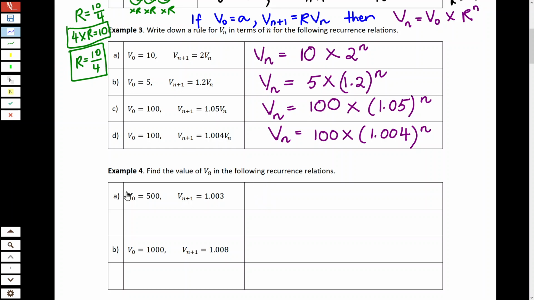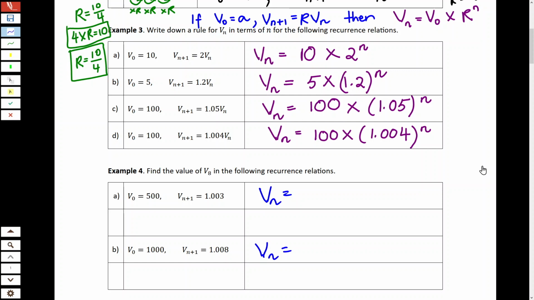Okay, this is example number 4. So the way I'm going to do this question is I'm going to start by writing down a rule. And then I'm going to substitute n equals 8. So I want a formula or a rule for Vn to start off with. So you'll need to apply example 3 here.